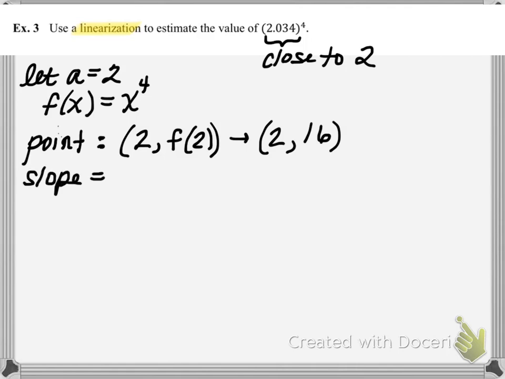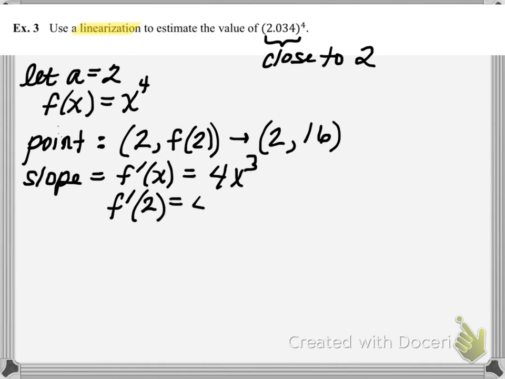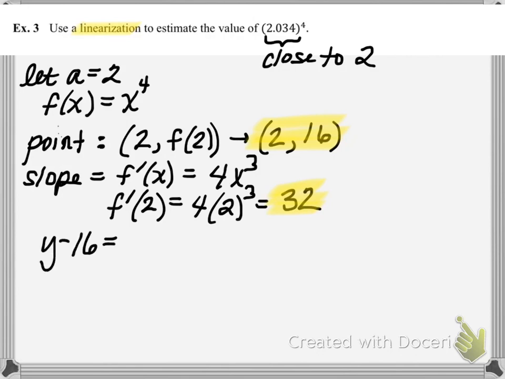Now our slope will be found using the derivative of our function, and the derivative of x to the fourth will be 4x to the third. So the slope at 2 will be 4 times 2 to the third power, which is the same as 4 times 8, which will be 32. So now we have our point and our slope, so we can write the equation for the tangent line in point-slope form. Y minus 16 is equal to 32 times x minus 2.